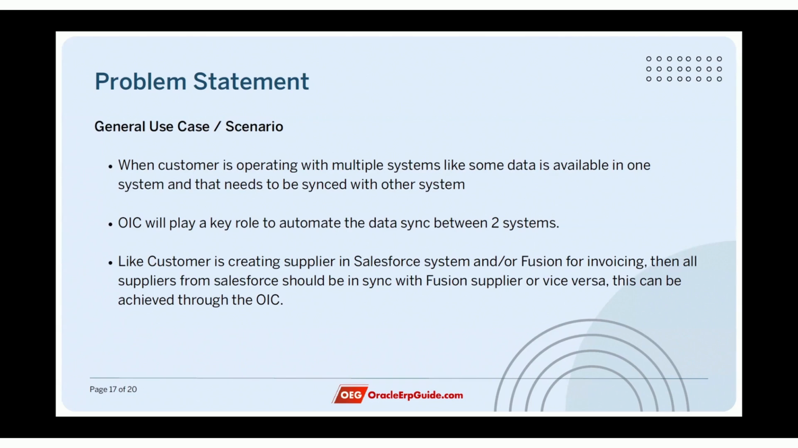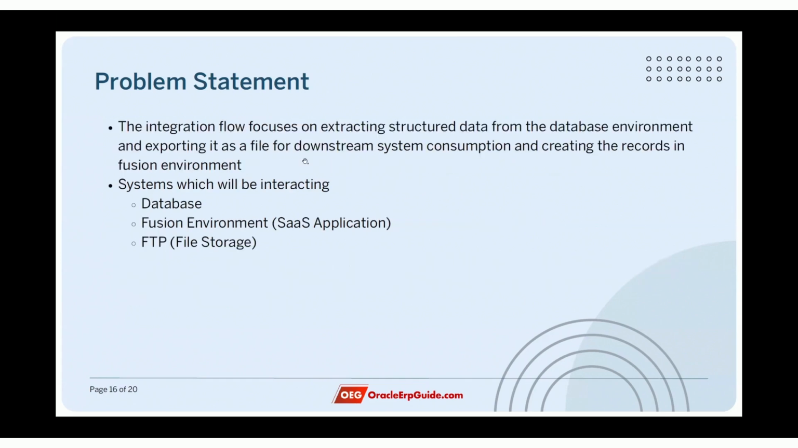So in our scenario, we will be creating the records in the database, and from there OIC will pick those records and call the REST APIs so that the data can be loaded into the Fusion environment. Along with that, it can be uploaded as a file to the FTP server also. So that is our problem statement: we will extract the data from the database, prepare a file, and upload that file to the FTP server. Along with that, we will create the records in the Fusion environment.